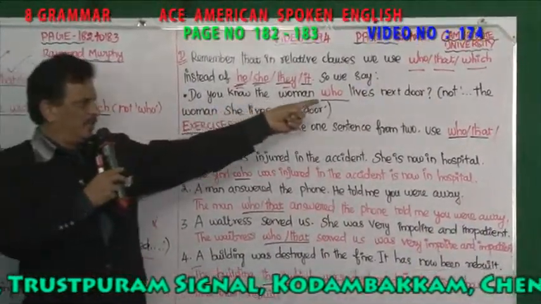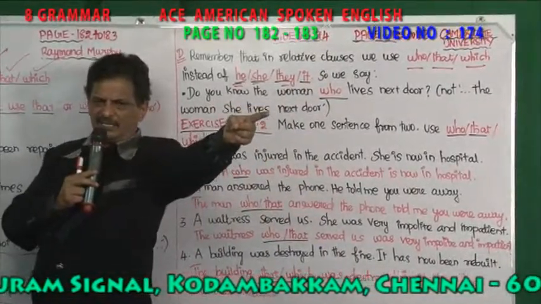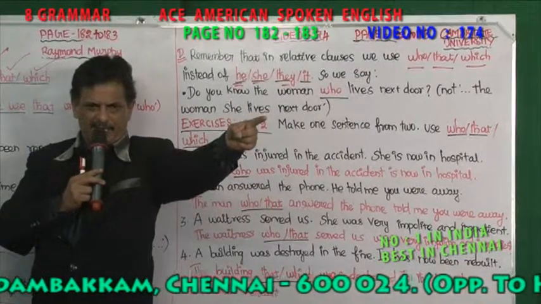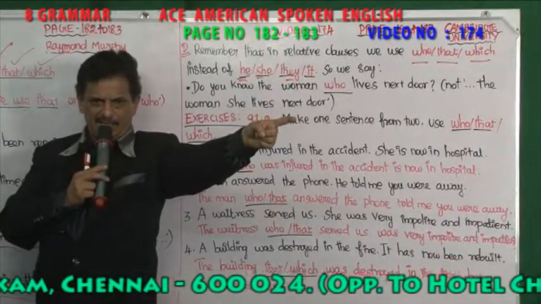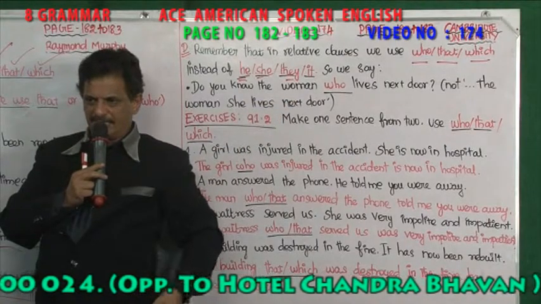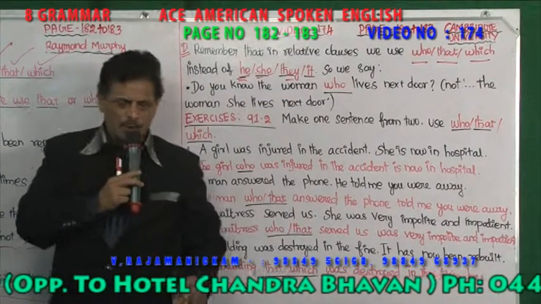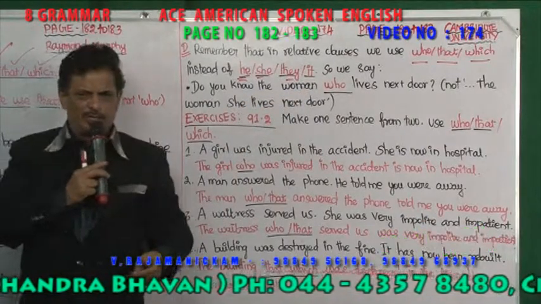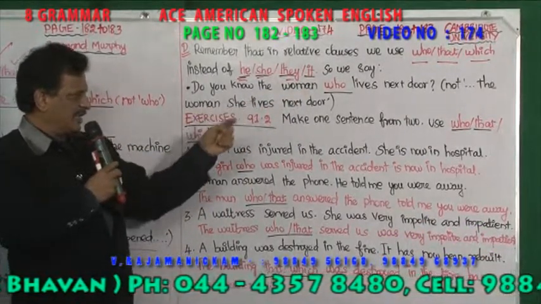Do you know the woman who lives next door? உனக்கு தெரியுமா உன் பக்கத்து வீட்டில் இருக்கக்கூடிய பெண் யார் என்று? Do you know the woman? அந்த பெண்ணை பற்றி நீங்க விவரிக்கிறீங்க. Who lives next door, உன் வீட்டுக்கு பக்கத்தில் இருக்கும் பெண். ஒன்றை சொல்லி அந்த பெயர்ச்சொல்லை பற்றி விவரித்து சொல்லுகிற பொழுது who பயன்படுத்துகிறாய். The woman, she lives next door.